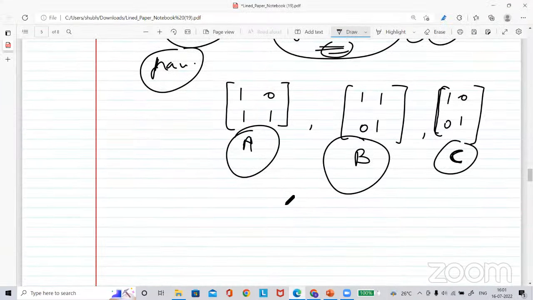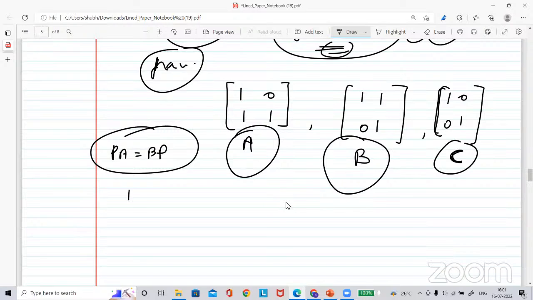Maybe I will tell how I tried in the exam, sir. I did PA equal to BP because of the condition, and I chose P to be ABCD only. I was not sure how to think about the matrix, so I did matrix multiplication of these two and tried to equate. I was not able to get it, so I thought none of them are similar. Yes, that's the approach.